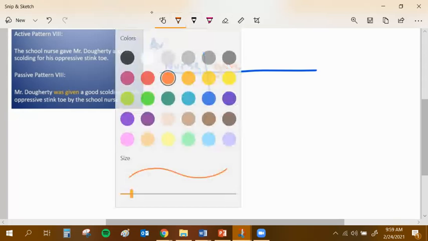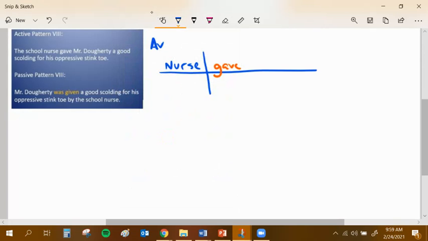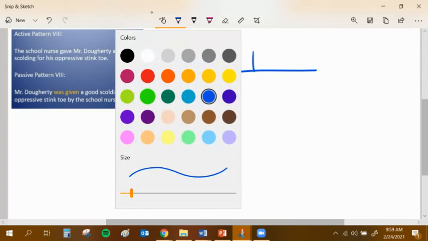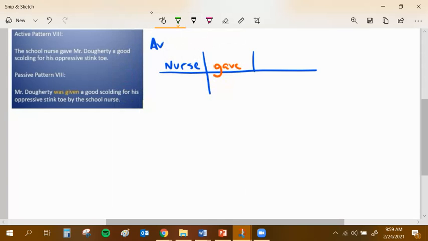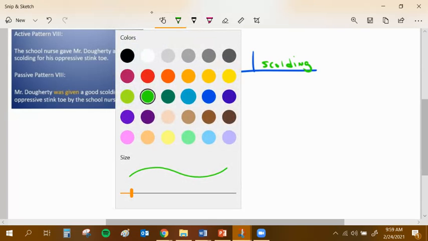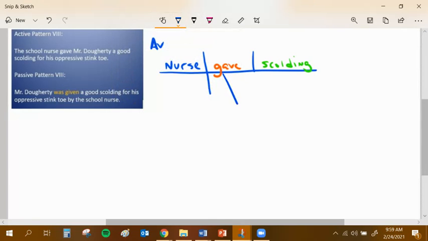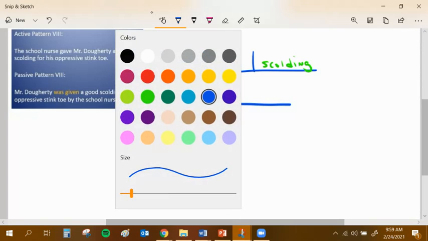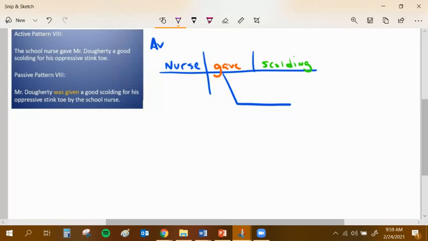Changing up my colors here for us. Anticipating a direct object. The nurse is not giving Mr. Doherty, but she's giving a scolding. So I'm going to put my direct object here. I'll put him in green, which would be scolding. And then my indirect object, she's giving a scolding to Mr. Doherty. We'll put him in this nice pink color. So here's Mr. Doherty. The dumb man's right there.